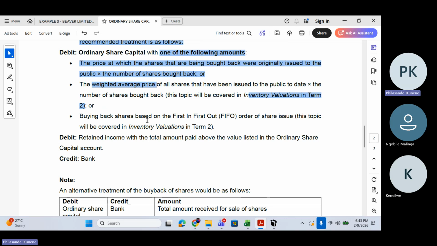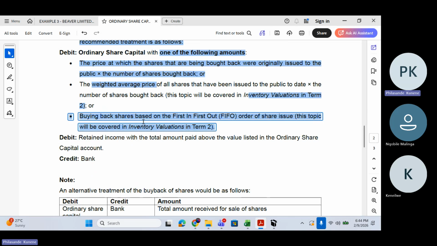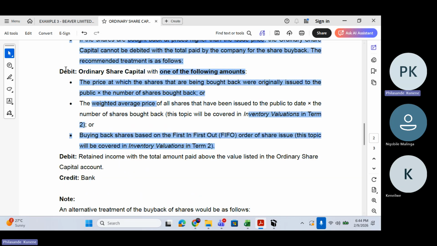The next option is buying back shares based on the first in, first out order of shares. This one, don't even think about it. They don't really do the FIFO method on shares. Usually what you're going to do here is calculate the weighted average price, and that's what we're going to debit. So which means now ordinary share capital will be debited with the weighted average price.